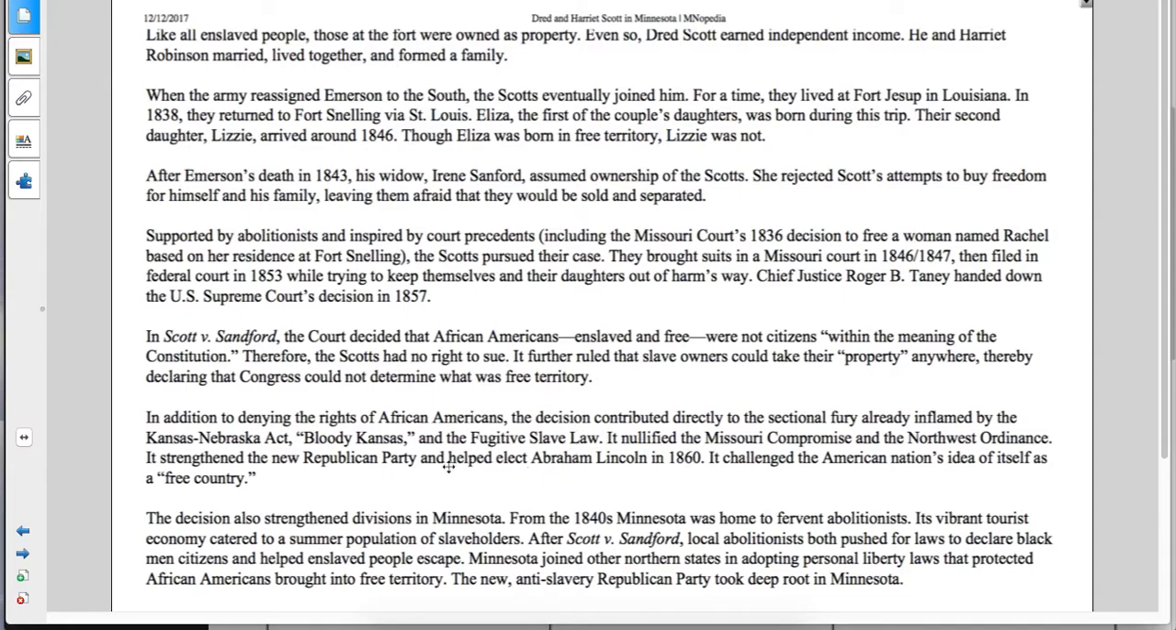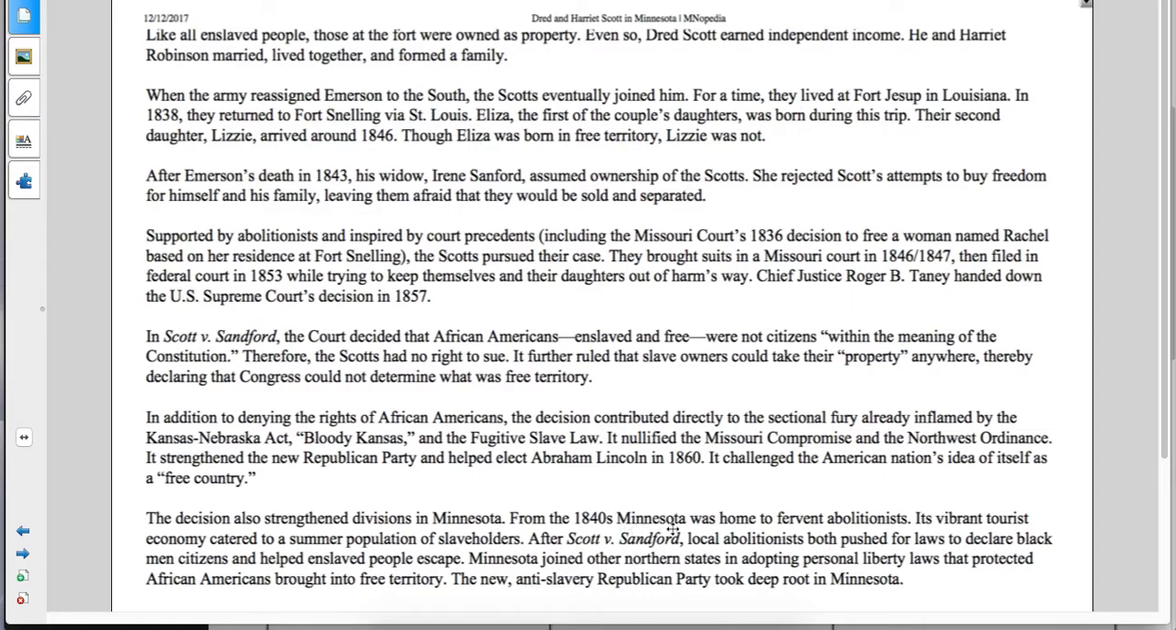So, wow, this is a pretty influential court decision involving Dred Scott. So there are my questions about why it's influential right here. Look at all the things it changed for the course of the country. It challenged the American nation's idea of itself as a free country. The decision also strengthened divisions in Minnesota.